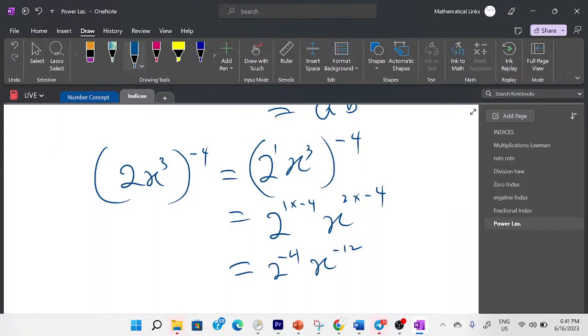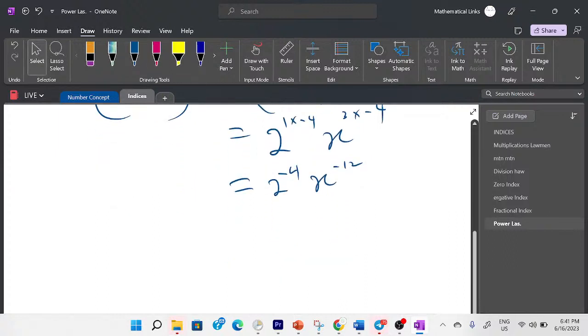So in this case now, you are not done. You can see we apply another law of indices there. As you can see, the powers are negative. Okay, so you need to apply negative index.